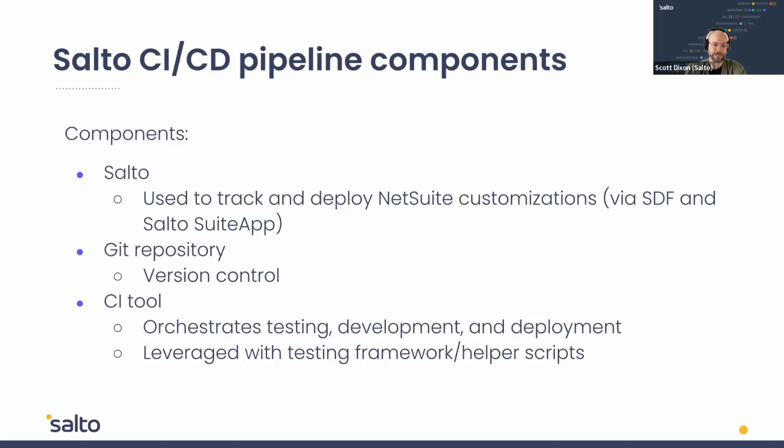This is going to be one of the strengths of Salto, is that we're going to hook into any existing external CI provider and be able to use it to orchestrate the testing, development, and deployment. Salto can be the actual tool to run the deployments, and the external CI tool is where a lot of the logic can live in terms of the custom checks that are running, the automated testing frameworks. It can be leveraged with any of those testing frameworks or helper scripts. Now, for today's example, I'm going to use GitHub Actions as my CI tool. But again, it can work with any external CI provider: GitLab CI, Jenkins, and so on.